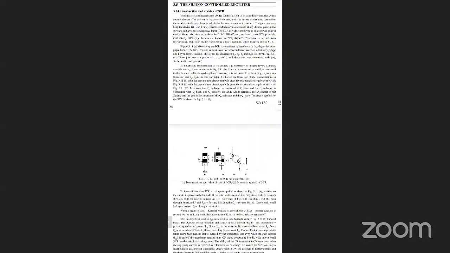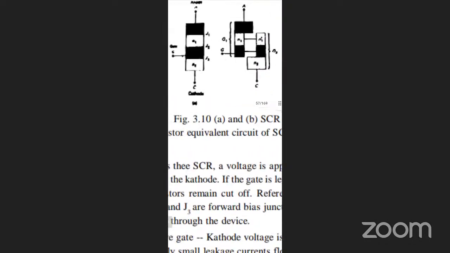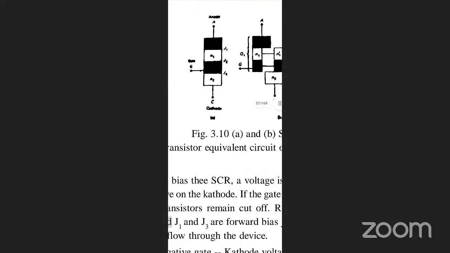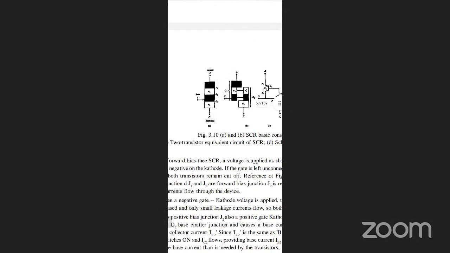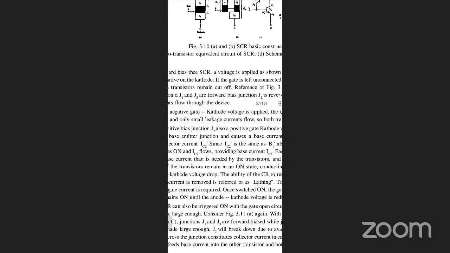Silicon controlled rectifier, the SCR symbol is also given here. SCR symbol. Okay, A means anode, C means cathode, G means gate. Whether it is PNP or NPN, three diodes are there, J1 and J2. You can go for it. These are the best example for that.